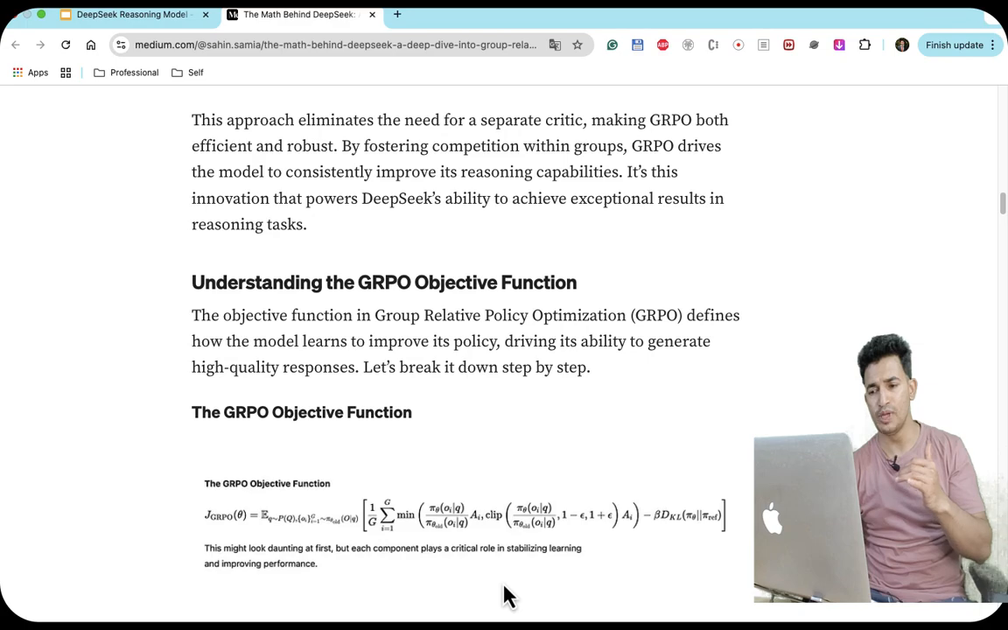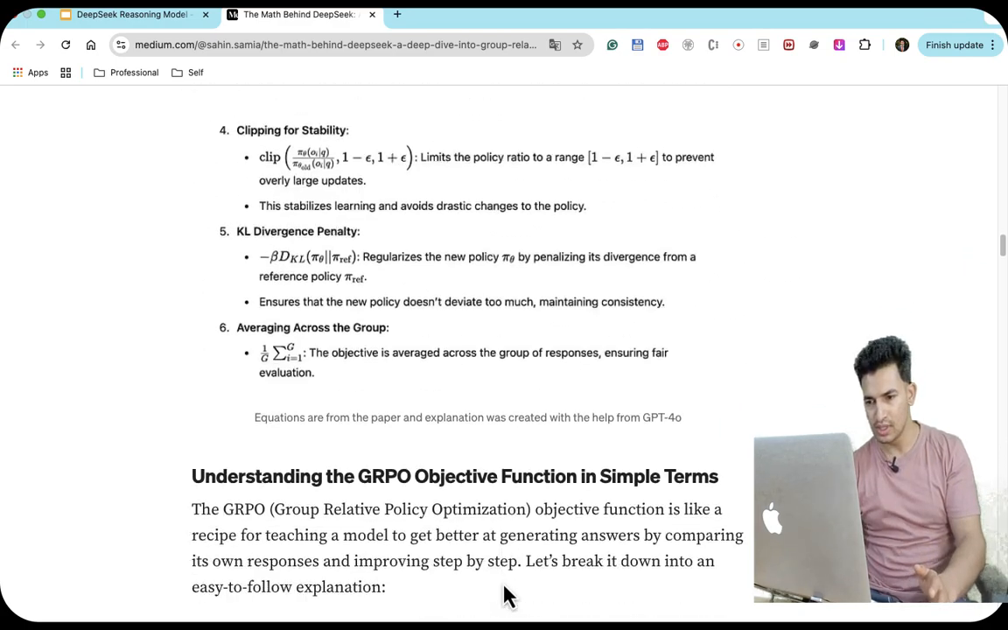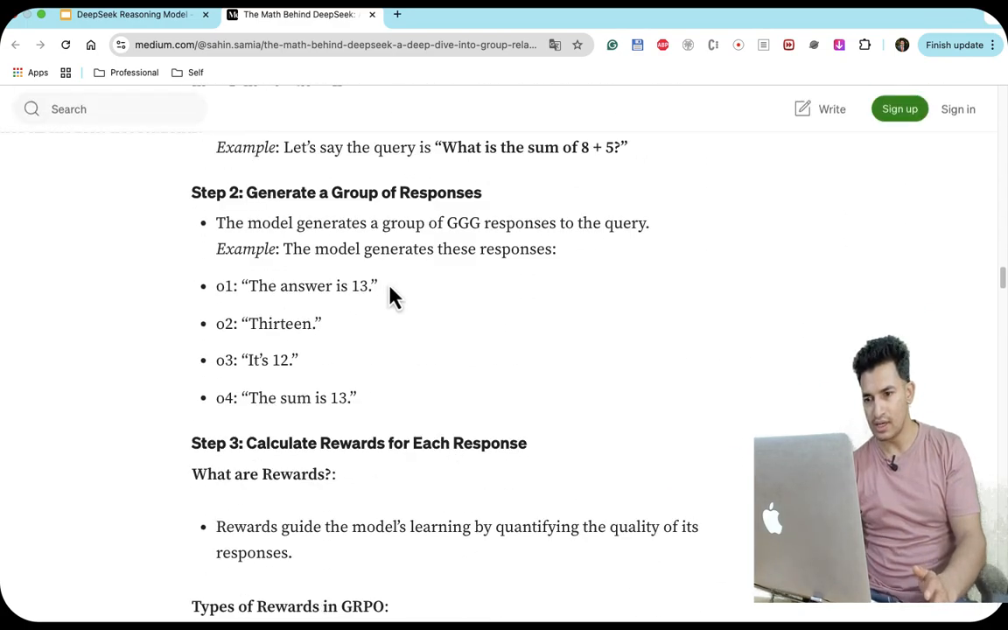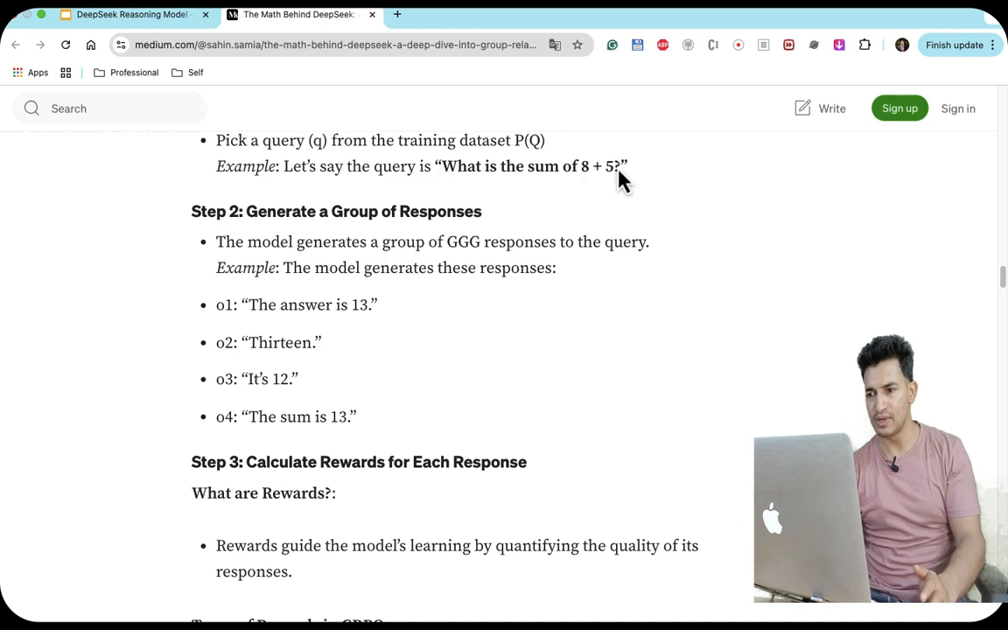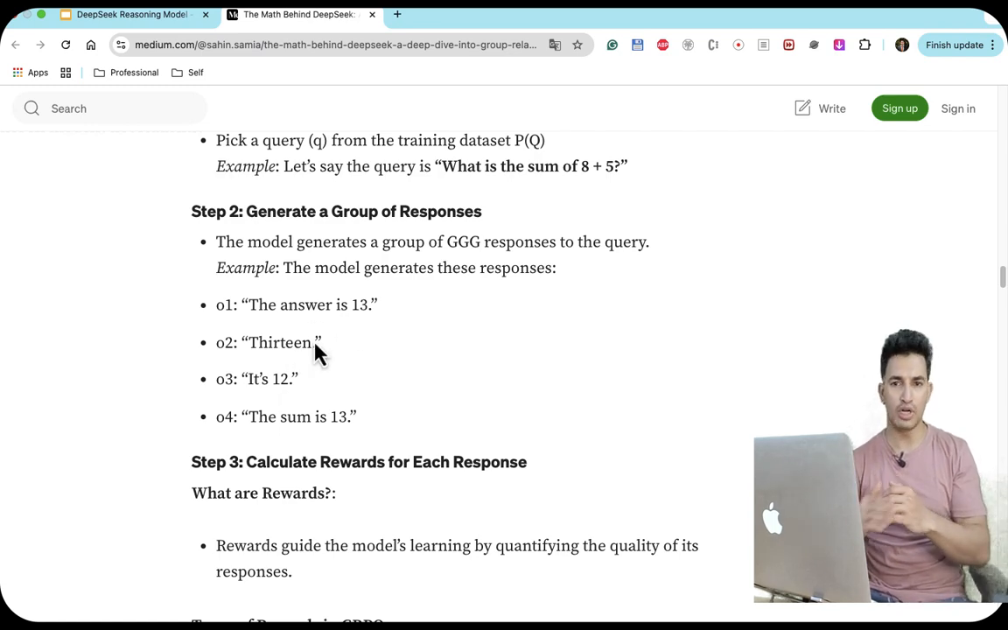And what do we mean by generate a bunch of responses? So here's a very good example. The question is, what is the sum of 8 plus 5? Now there can be multiple ways to answer this. The answer is 13, it's 12, the sum is 13, something like that. Now we can generate multiple responses, and there can be a reward model which can reward each one of them.